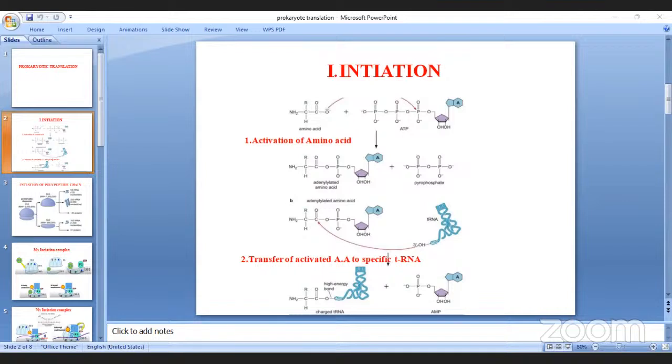Here a high energy bond is formed between the phosphate of ATP and the carboxylic group of the amino acid, with the formation of amino acyl adenylate. Amino acyl adenylate, here the adenylate bond. First of all, this is the inactivated amino acid.